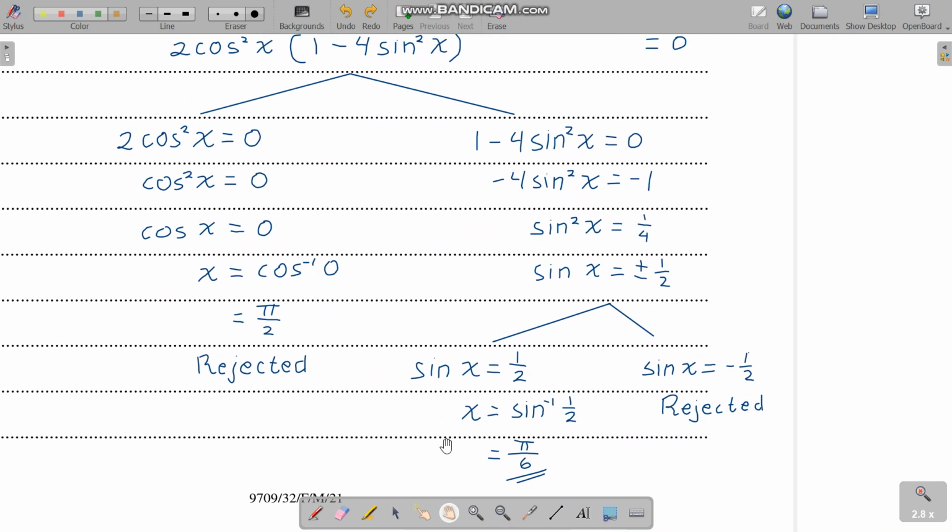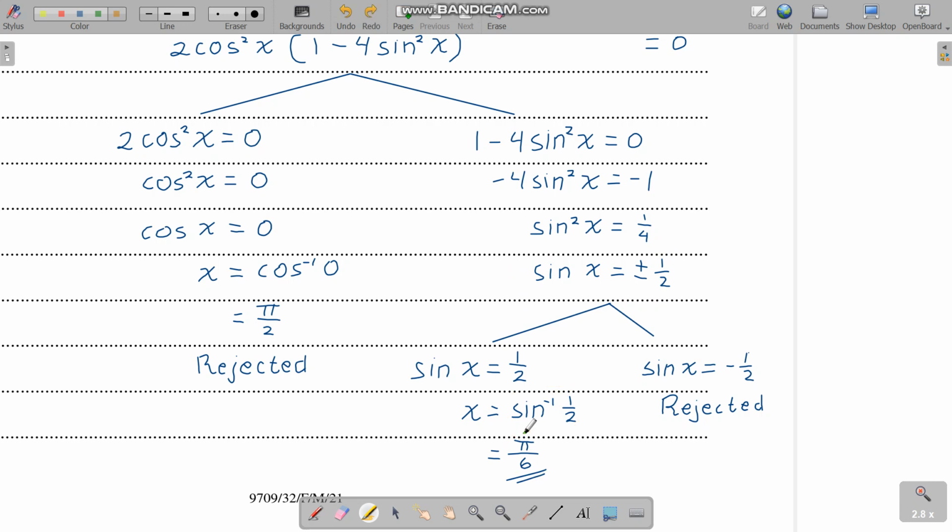Okay, and now for the 1 minus 4 sine squared, subtract 1 from both sides, divide both sides by minus 4, take the square root of both sides, sine x equals plus or minus 1/2. So it can be plus or minus. If it's plus, using inverse sine, we get pi over 6.